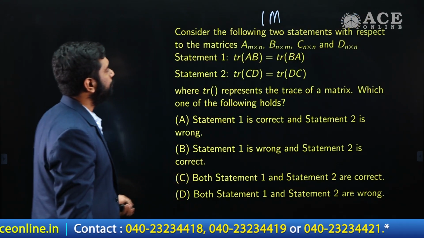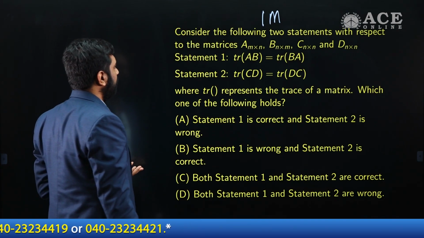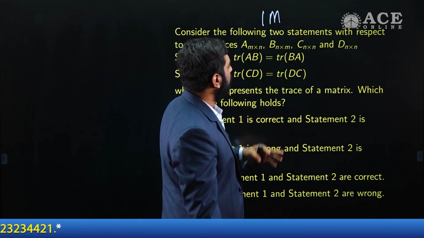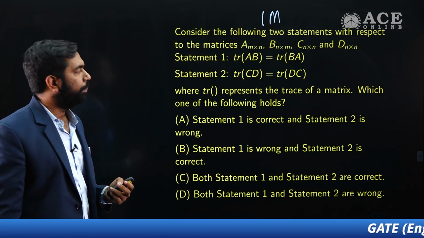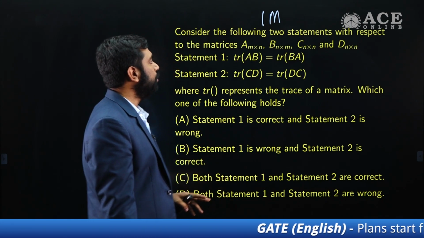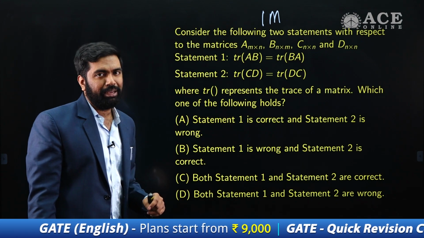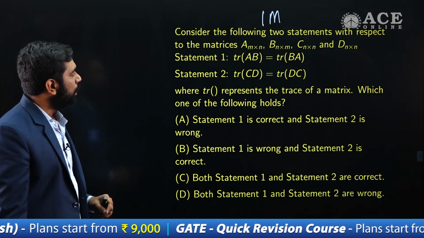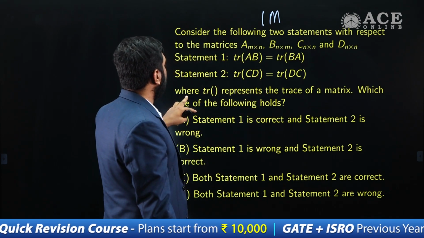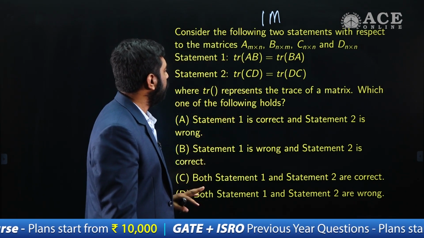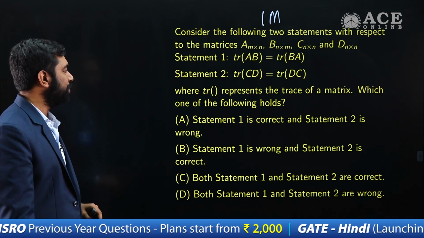Let's go to the next problem. Consider the following two statements with respect to the matrices A, B, C, D. A is an M cross N matrix, B is an N cross M matrix, C is N cross N, and D is also N cross N. Statement 1 talks about trace of AB equal to trace of BA. Statement 2 talks about trace of CD equal to trace of DC. And he clearly says this notation, TR, represents trace of a matrix. Which one of the following holds? And various options are given.